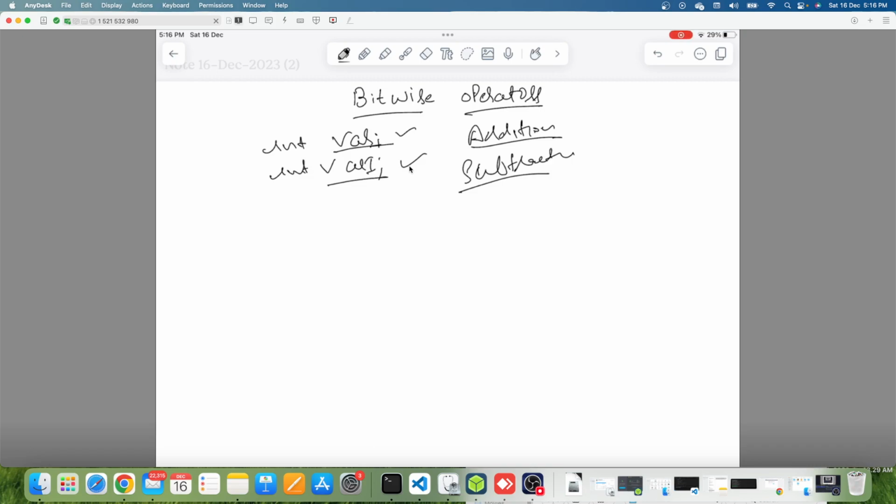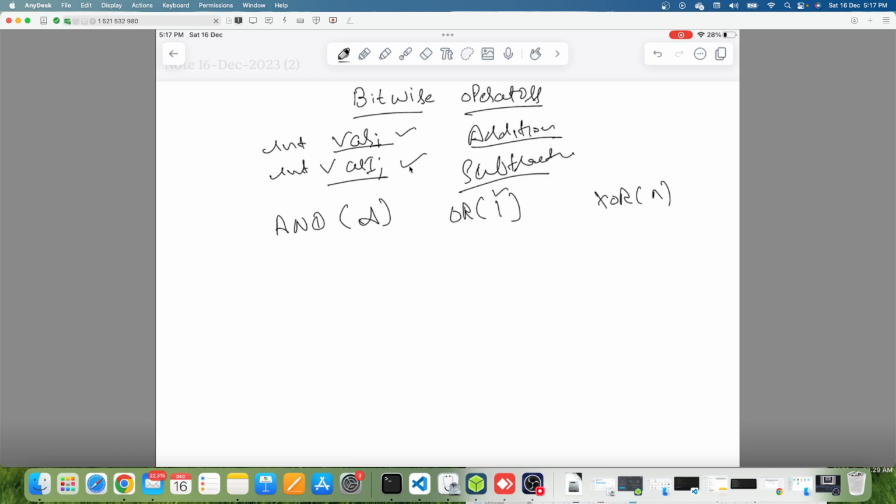The first operator is the AND operator, which is denoted by the AND symbol, and then we have the OR operator, which is denoted by this symbol. Then we have the XOR operator, which is denoted by this symbol. We'll talk about each of these bitwise operators. We'll see what is the role of the AND operator, what is the role of the OR operator, and then what is the role of the XOR operator.